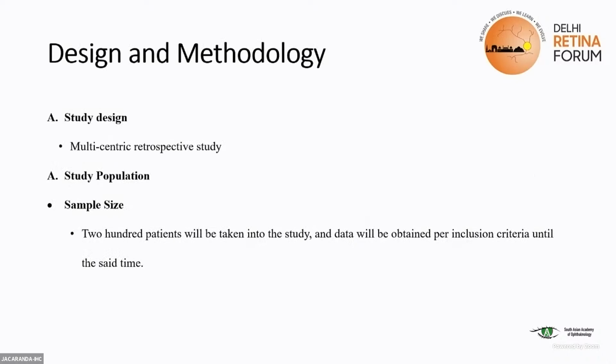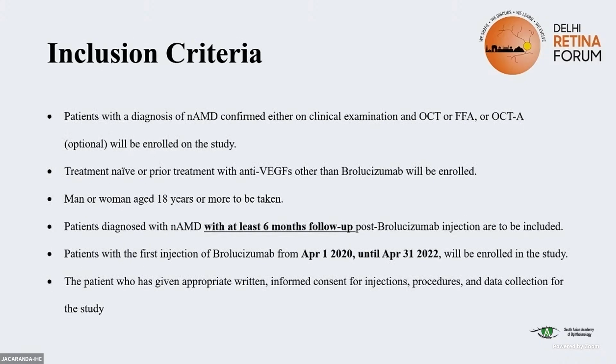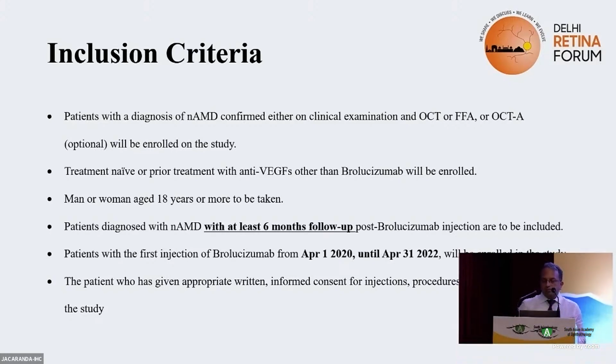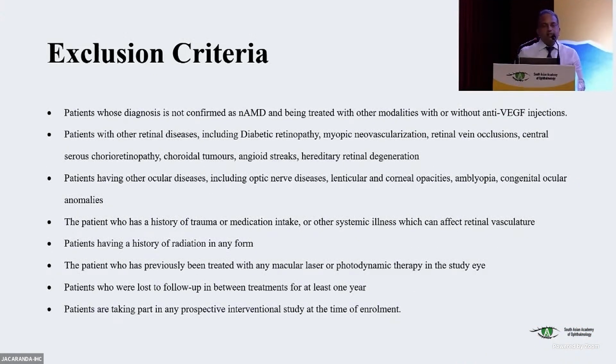It was, of course, a multicentric retrospective study. Based on previous similar studies, for efficacy and non-inferiority designs, you need almost around 200 patients. So our plan was to see if we can get 200 odd eyes or 200 patients to evaluate this drug. Inclusion criteria were very standard. You all know this, all AMD trials have similar criteria. The only thing we wanted was to include only those cases which have at least 6 months of follow-up. Time for enrollment was from the beginning, April 1st, 2020 to 31st April 2022. And we wanted to see 2 years outcomes. Exclusion criteria were also very standard.